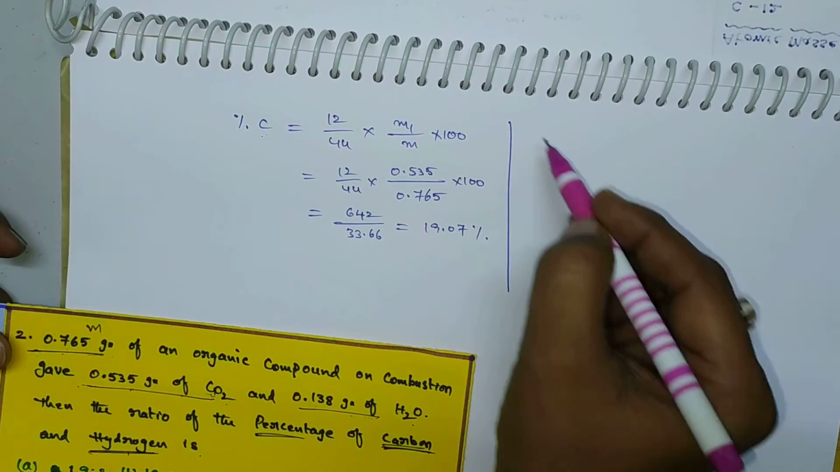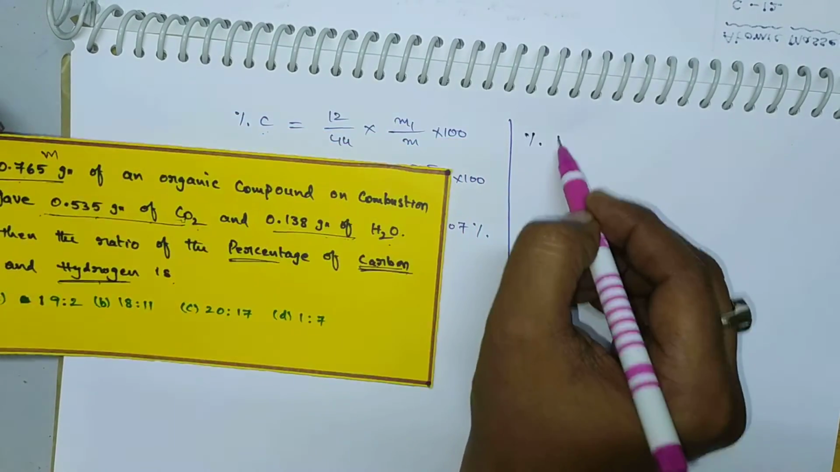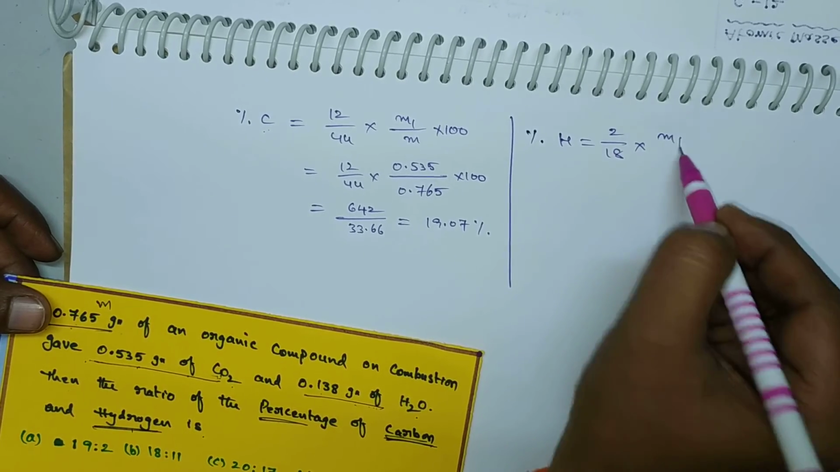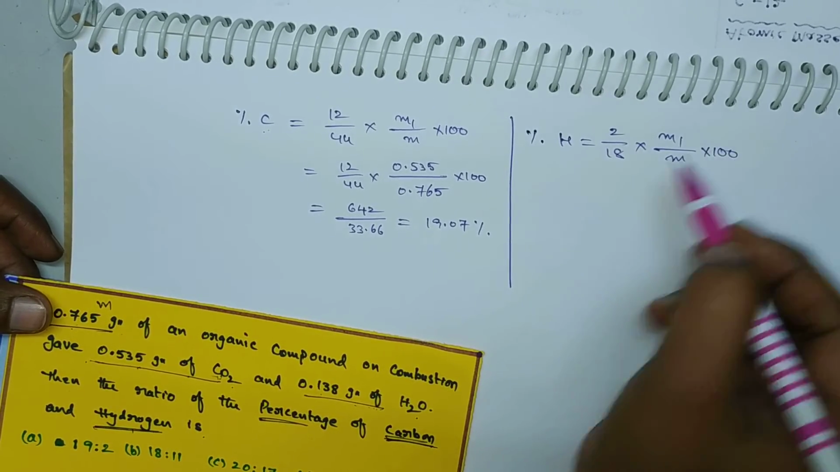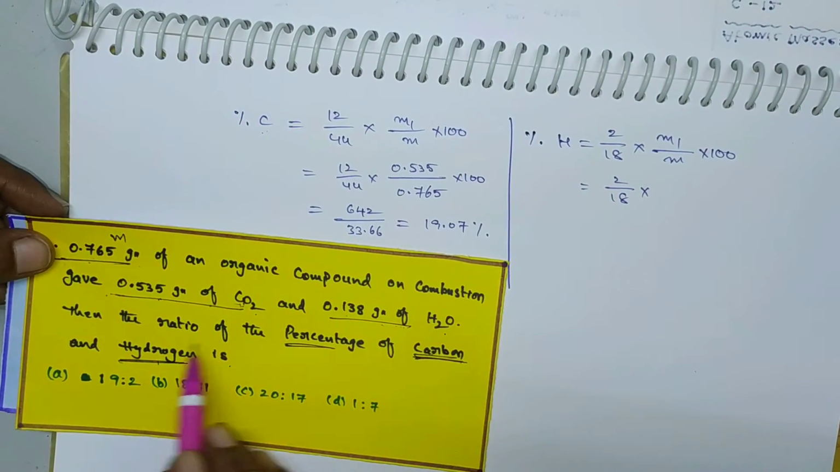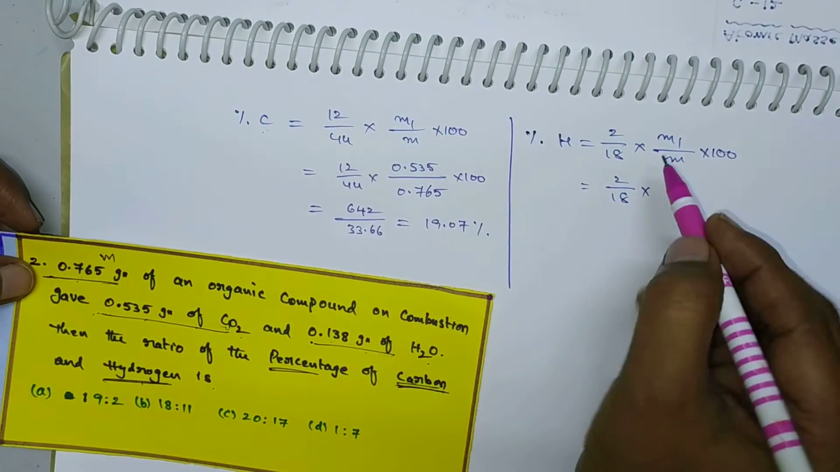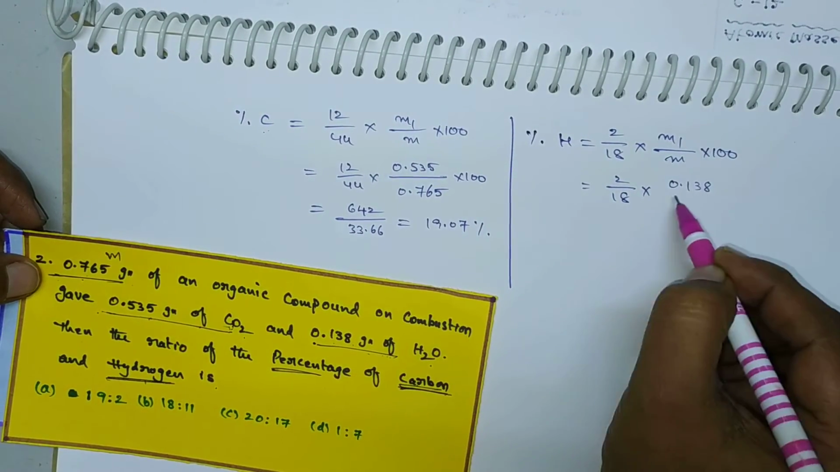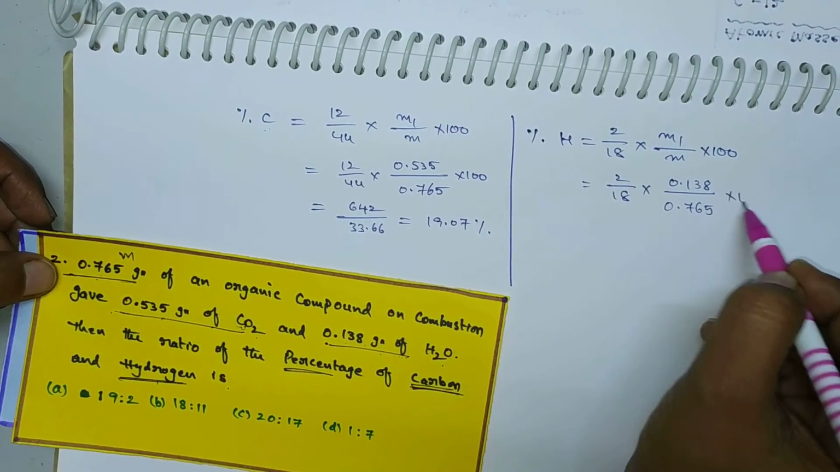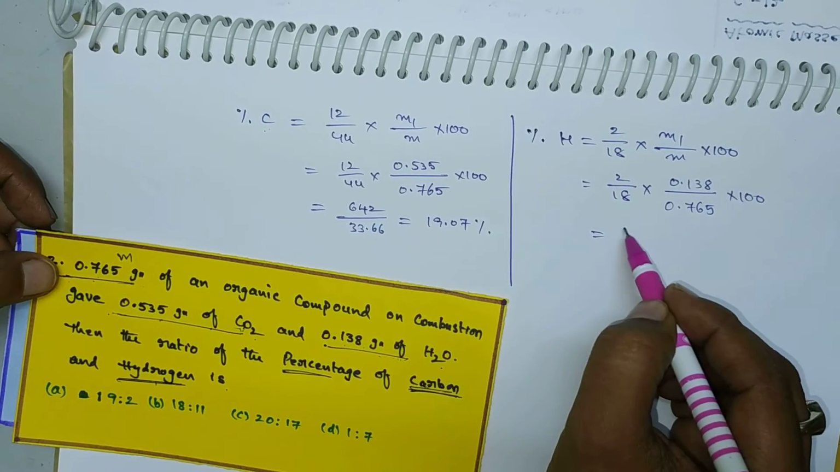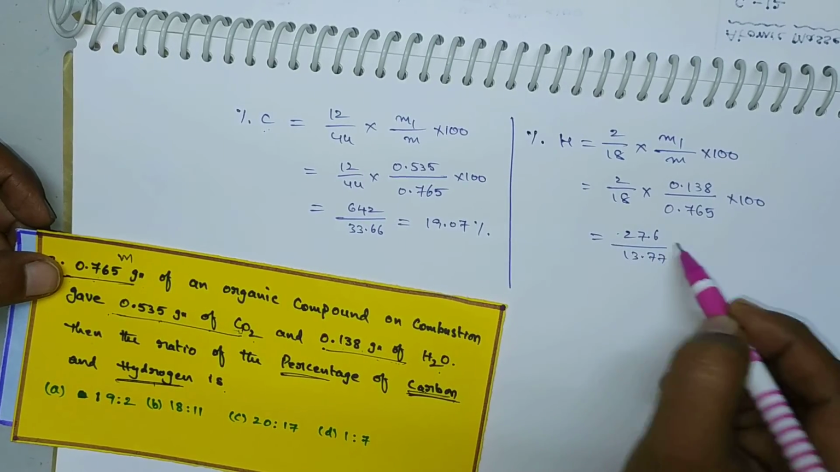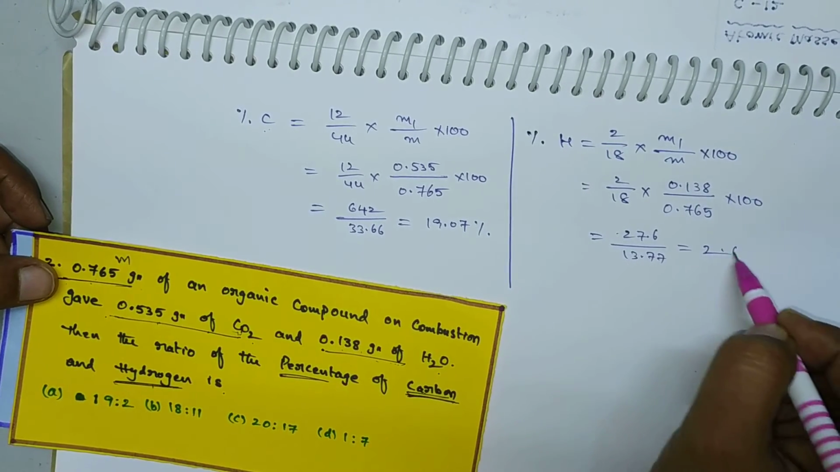And now let us take the percentage of hydrogen. Percentage of hydrogen is equal to the formula 2 by 18 into m1 by m into 100. So that is 2 by 18 into, here m1 means water, 0.138, divided by 0.765, into 100. By simplifying this you get 27.6 by 13.77, so simply we can get 2.0.